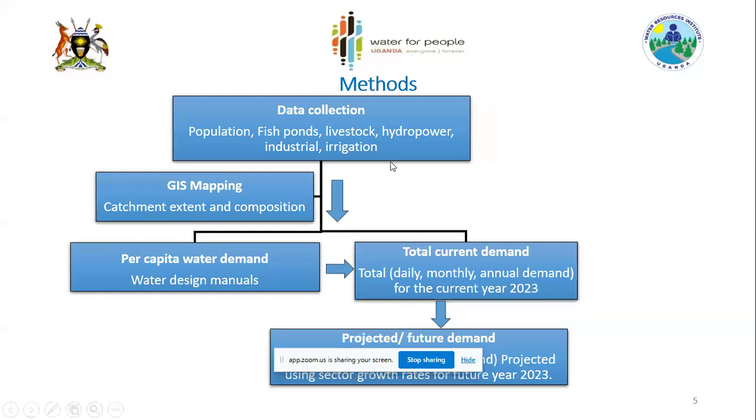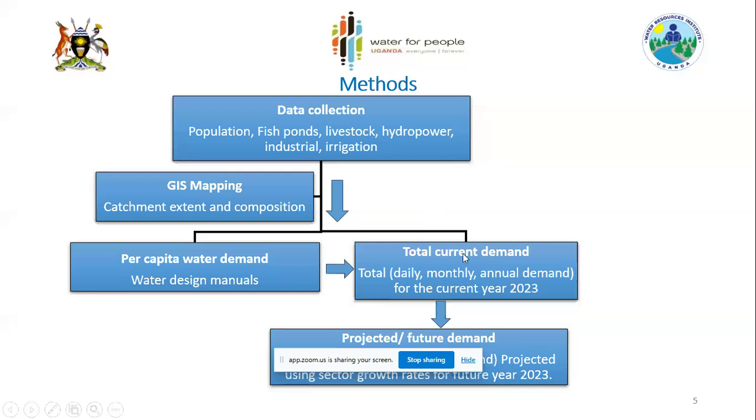And with this data, we also did GIS mapping, which helped us to obtain the extent and composition of the Mpanga catchment. And we also used the water design manuals, especially the DWD Water Design Manual of 2013. And this helped us to obtain the per capita water demand for all the service levels.